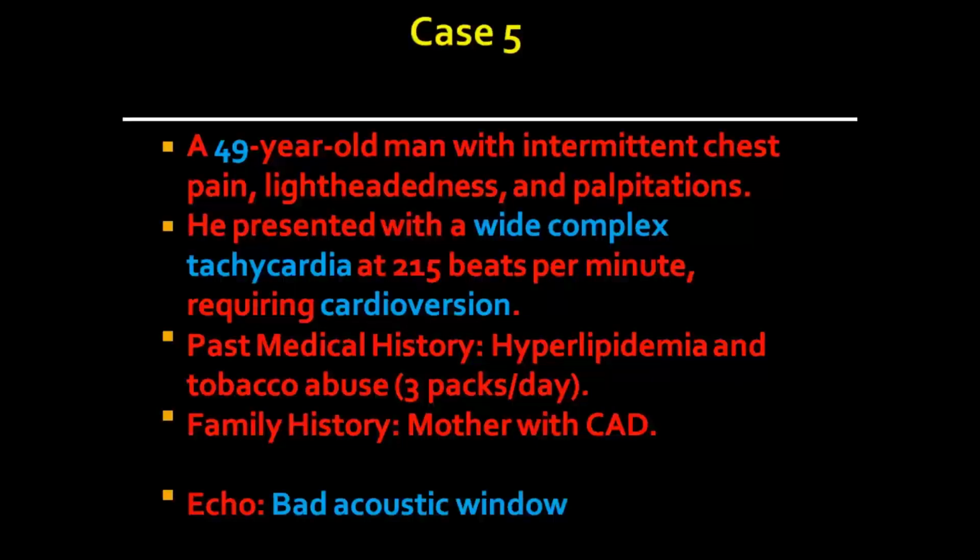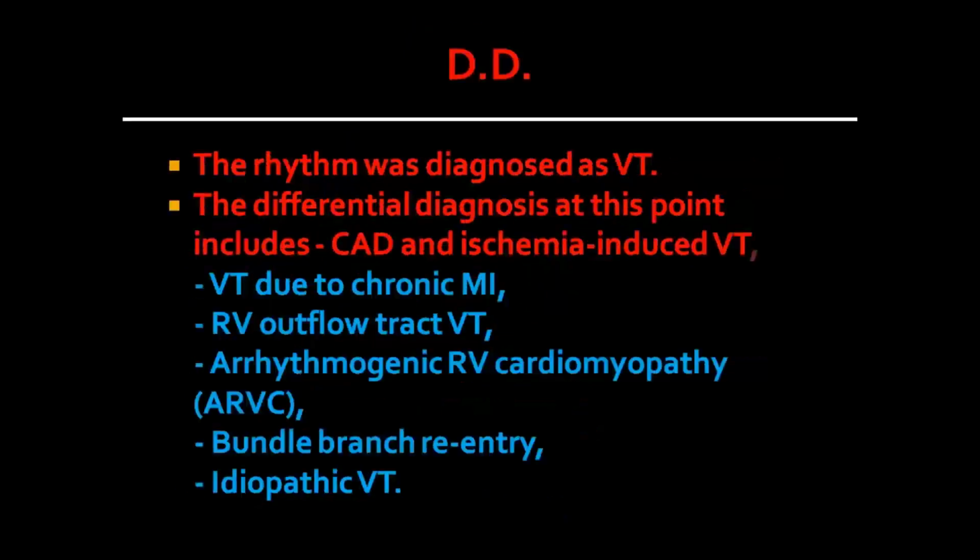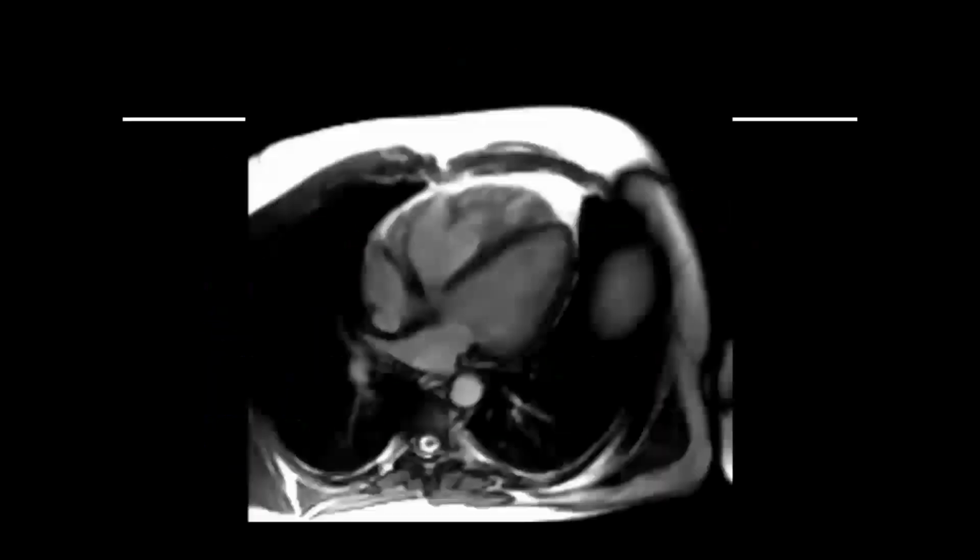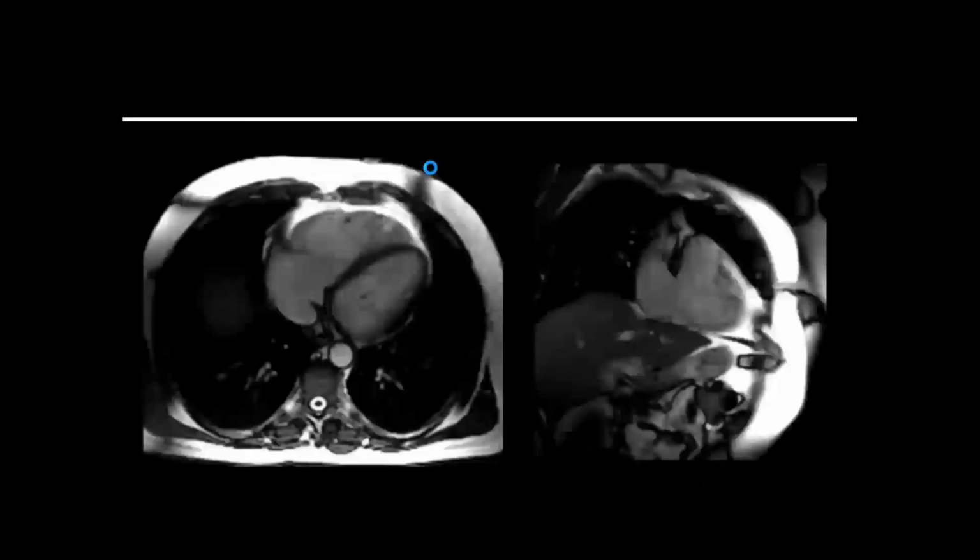Another example is a 49-year-old man with intermittent chest pain, lightheadedness, palpitation. He has wide complex tachycardia. He received cardioversion. He did an echo, which showed a bad acoustic window. He has different differential diagnoses: RVOT VT, ARVC, bundle branch reentry, idiopathic VT. So he was sent for MRI to see if there's ARVC or any scar in his RV or myocardium. And as you see here, there's a microaneurysm in the RV wall, dyskinetic areas.